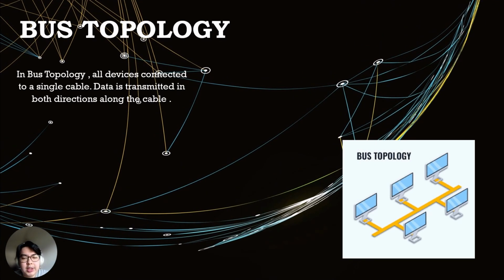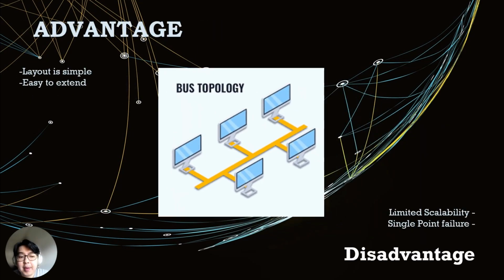Look at bus topology. Just like its name, it looks just like a bus route because all the devices are connected to a single cable and the data is transmitted in both directions along the cable. It is usually used for local area networks. Bus topology has advantages and disadvantages.